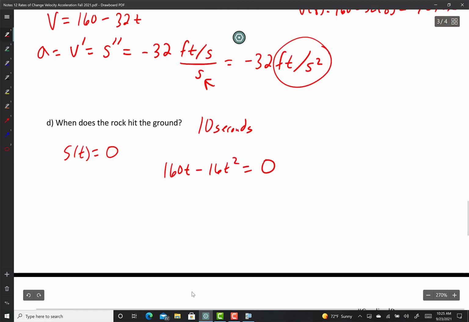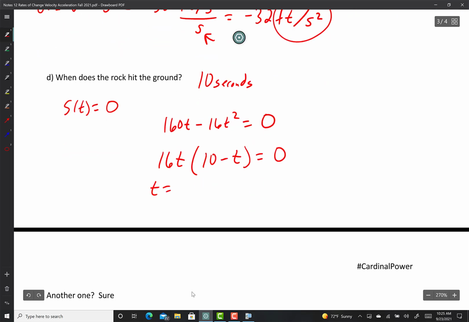So yeah, you check it out. 160t equals, move the 16t squared to the other side. Divide by, I guess I could have factored out the t right off the bat. Oh well, sorry guys. Let's do that because that's better math. And it's equaling 0, so I think this is way better. Factor out a 16t. If you factor out a 16t, then you're going to have 10 minus t. And look, that's way better. T equals 0, not shocked. T equals 10, also not shocked.